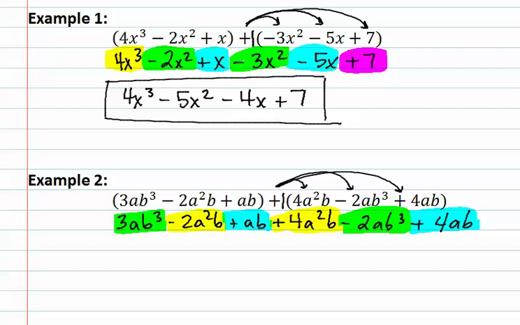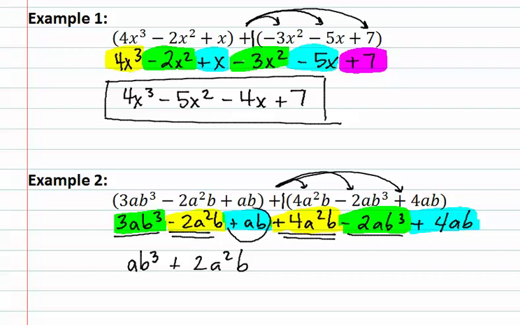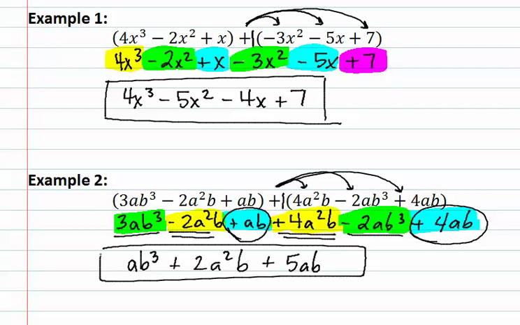Now we combine the like terms. If we combine the two that have ab cubes, we will get 1ab cubed. We do not need to write the 1 and therefore can write ab cubed. Next, we can combine those that are yellow or the a squared b. When we combine the two a squared b's, we get a positive 2a squared b. Finally, we combine the blue, which have ab's. 1ab and 4ab becomes 5ab. This is our final answer, as none of these terms are like terms.